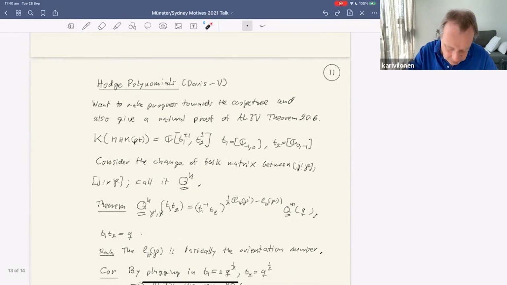Then the theorem is a very simple one, namely that you have exactly the same result: this Hodge polynomial, when you take into account the Hodge structure, is given by some numbers which we call Hodge lengths, and otherwise you use the same Lusztig-Vogan polynomial. Up to some powers of Q, this LHQ really is just the orientation number. That's where it comes from. Let me again emphasize that it wouldn't have occurred to me to even try to prove such a theorem without the theorem of ALTV.